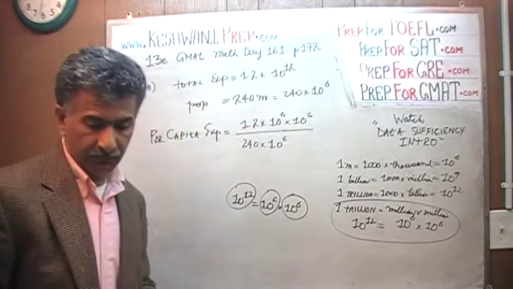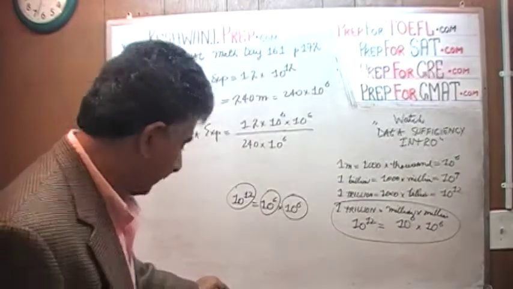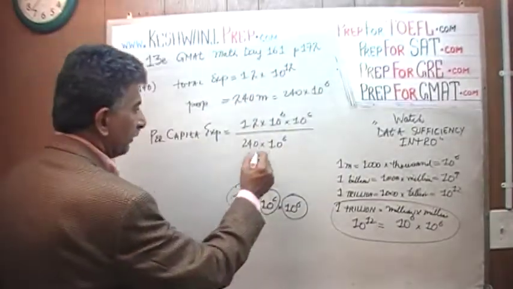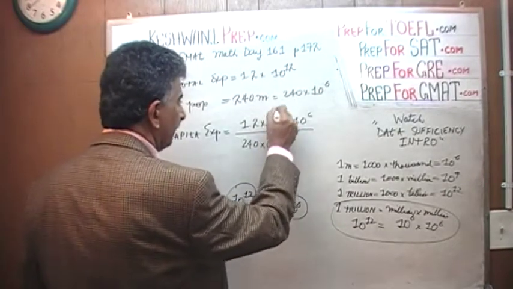Why are we doing that? Because on the bottom we have 240 million. So if we were to divide top and bottom by a million, we can get rid of this million. Right here is a million, right here is a million. Let's drop them out.